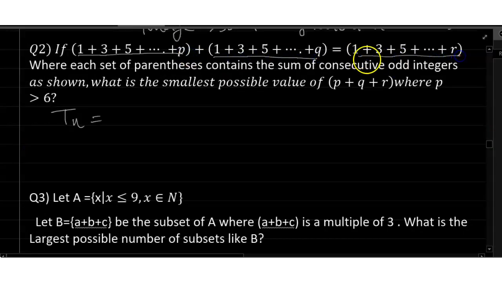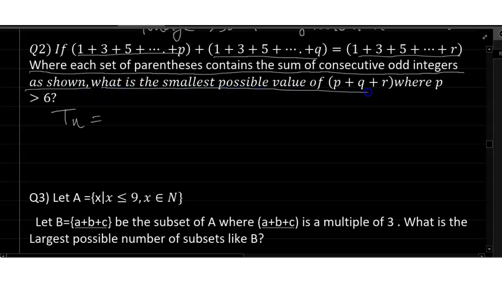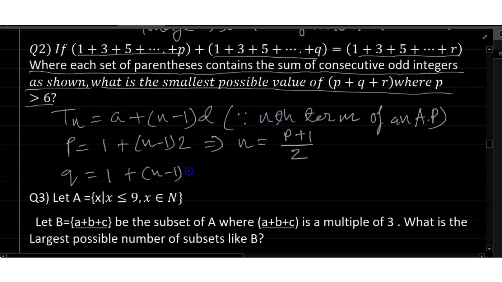One plus three plus five is the sum of consecutive odd integers, plus up to the rth term. Therefore, the nth one.